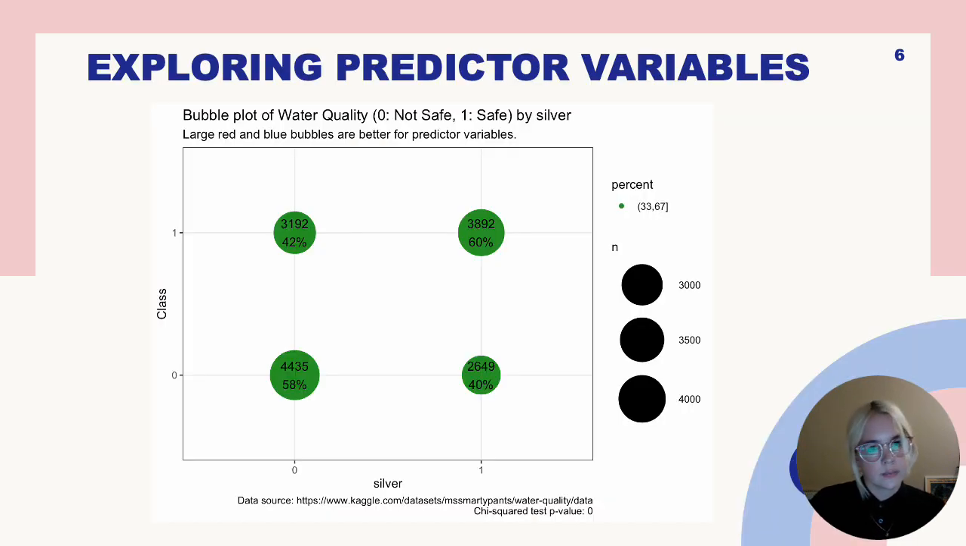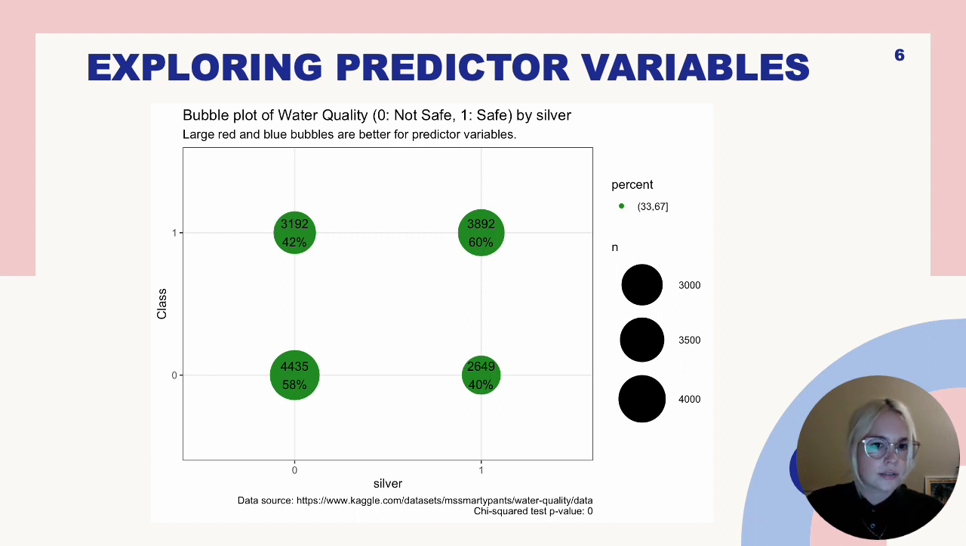Next step was to explore all of the 20 predictor variables, or I believe there were 18 after I removed the ones that did not have 2 factors. For each predictor variable, I created a bubble plot that compares the predictor variable to the target class. They are sized by number of observations and colored by bin percent. So we're looking for large bubbles that are red or blue.